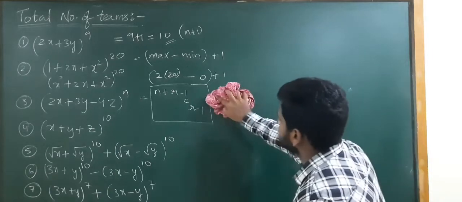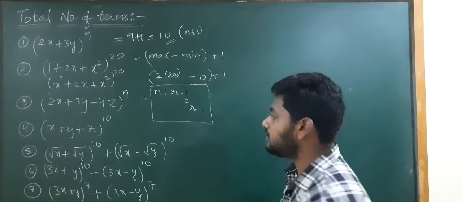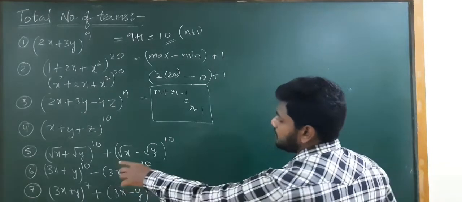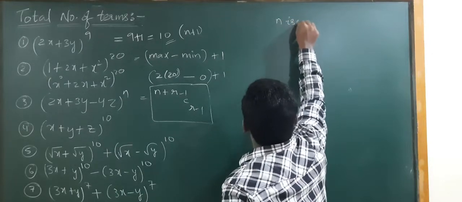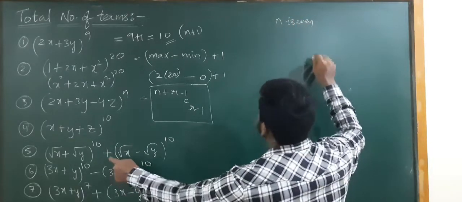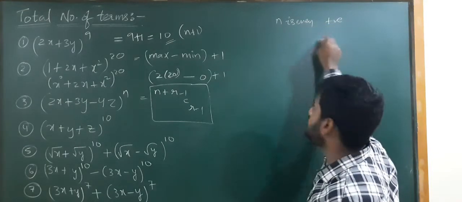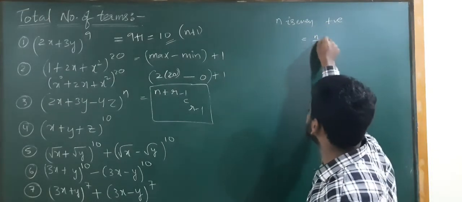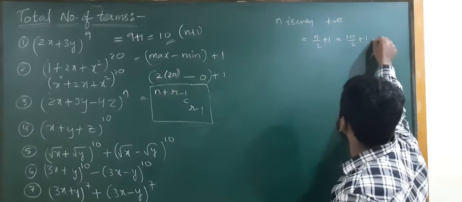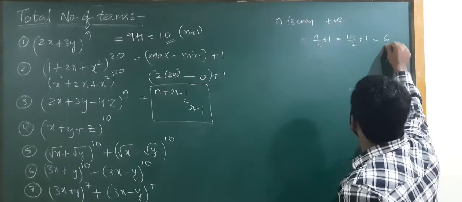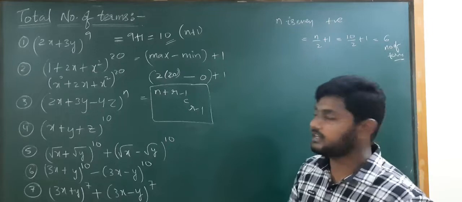Next, question numbers 5, 6 and 7. See, these 3 are of one type. Here the power n is even and the sign is plus. If n is even and the sign is positive, the formula to find the number of terms is n by 2 plus 1. What is the n value? We have 10. So 10 by 2 plus 1, 5 plus 1, 6 number of terms will be there in this expression.